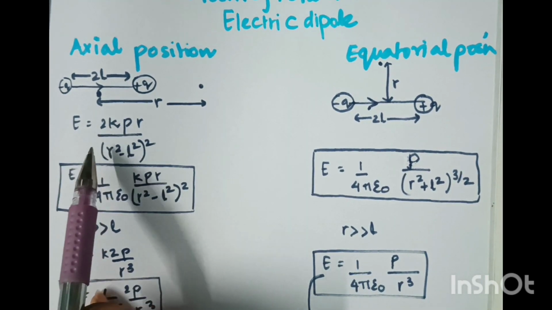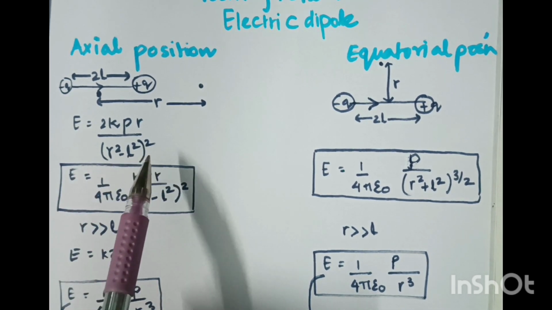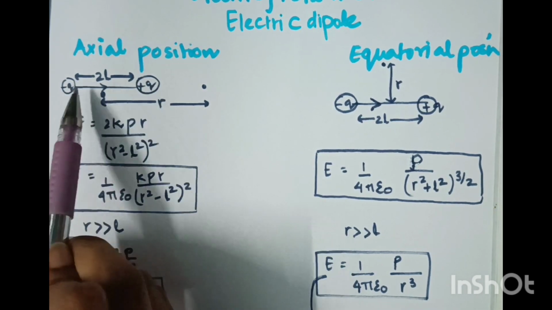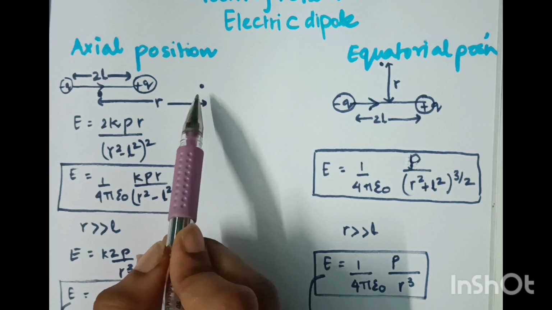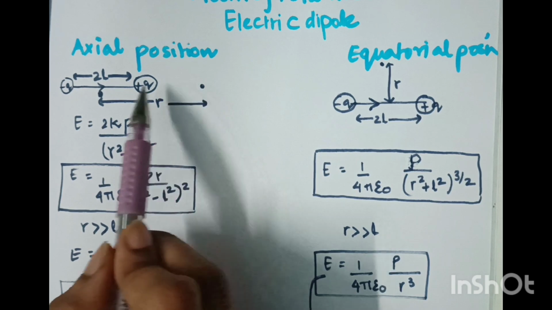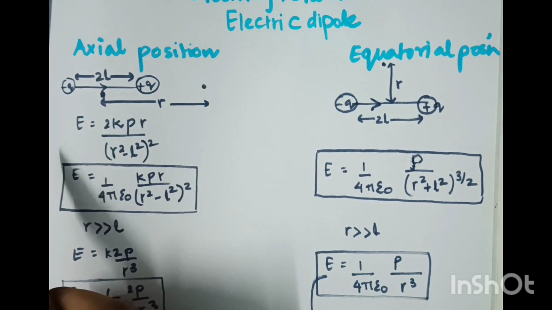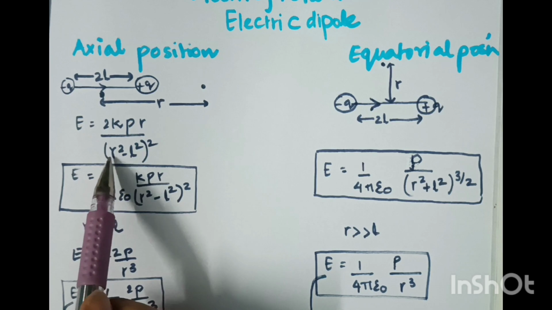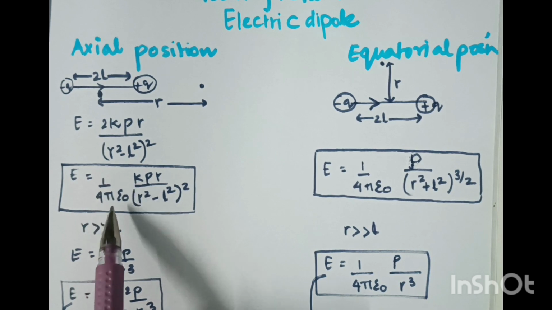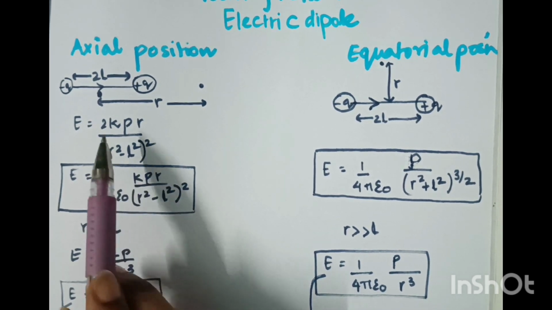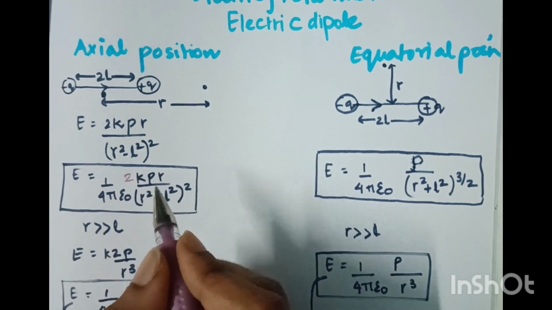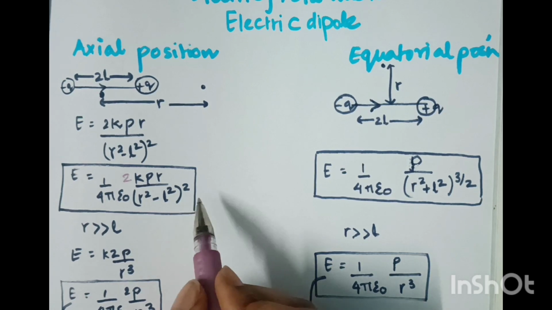What is the formula for finding the electric field? I have just shown the final result, and it is enough for doing problems. This 2l is the distance between the charges, and this r is the distance of the point at which we are interested in finding the electric field, from the center of the dipole. So E equals 2 k p r by (r square minus l square) whole square. K is nothing but 1 by 4 pi epsilon naught.